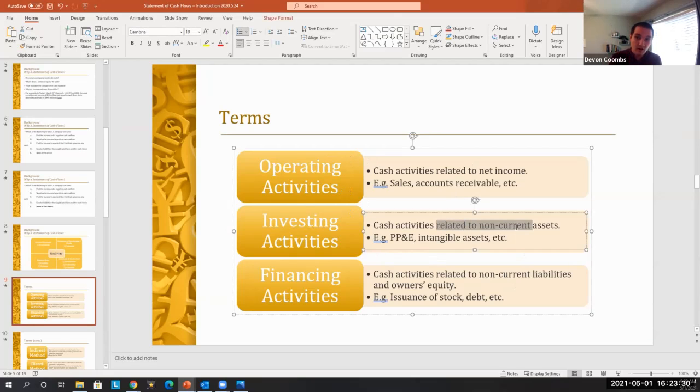Investing activities are cash activities related to non-current assets. Try to take away any other conception you have of investments, or else it'll confuse you. It's just non-current assets or long-term assets. So that's PP&E, intangible assets, etc. So we're saying if we are investing, if we are buying non-current assets, that's an investing activity. Financing activities are related to equity or non-current liabilities. So that's the issuance of stock, debt, etc.